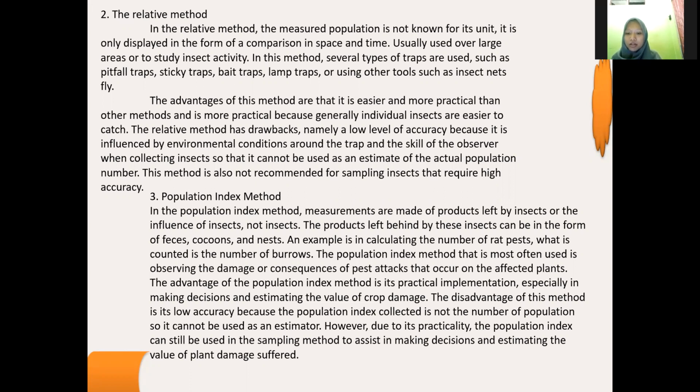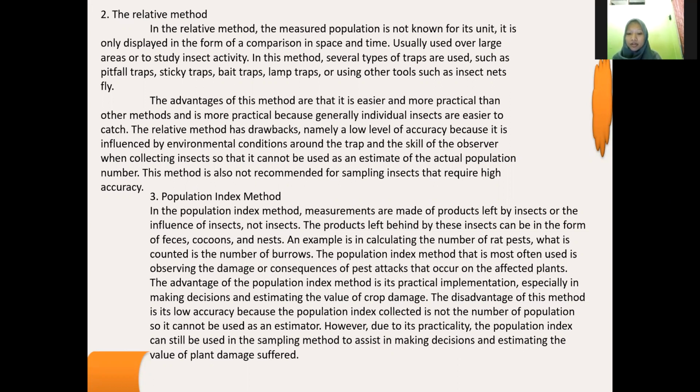The relative method has drawbacks, namely a low level of accuracy because it is influenced by environmental conditions around the trap and the skill of the observer when collecting insects, so that it cannot be used as an estimate of the actual population. This method is also not recommended for sampling insects that require high accuracy.